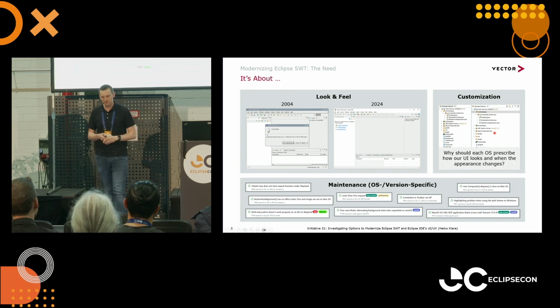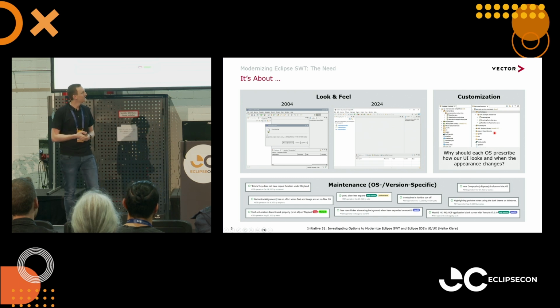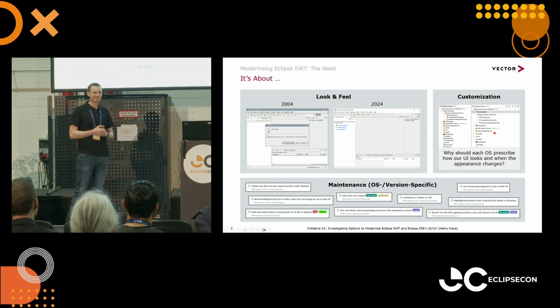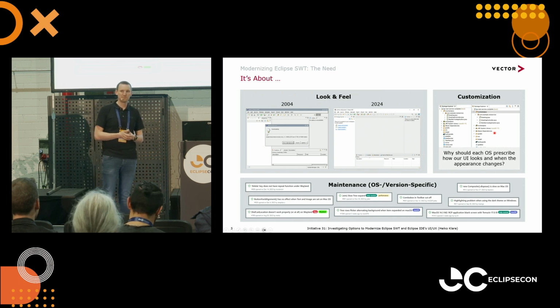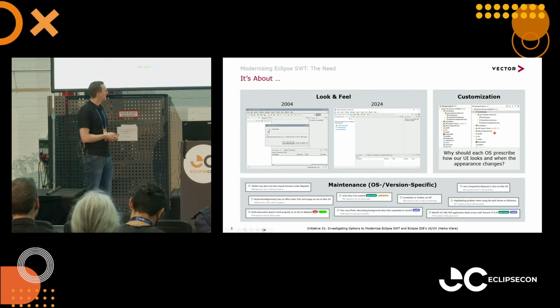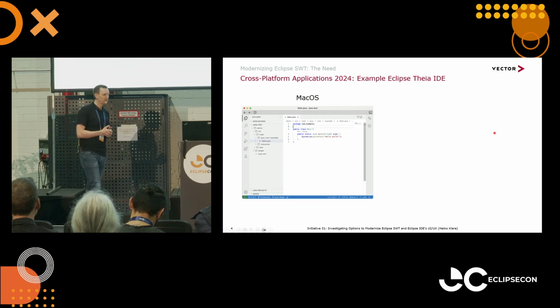And to be honest, at least nowadays, why should each operating system prescribe how the UI looks, and when the appearance changes at specific points in time, why not have something default across all the operating systems for our applications and let the users customize to whatever they want to have? That's also how other cross-platform applications do it nowadays.